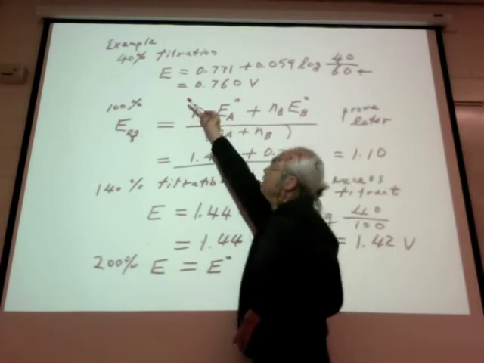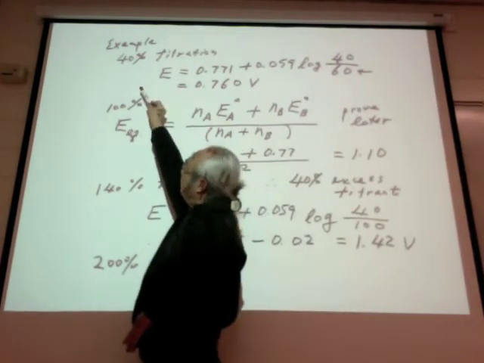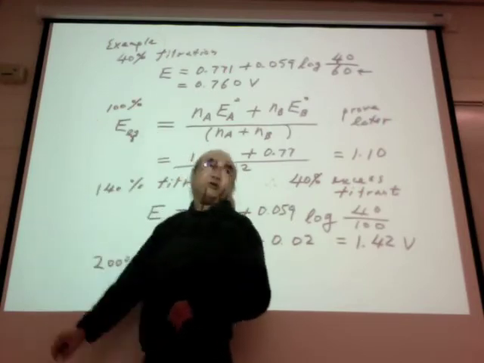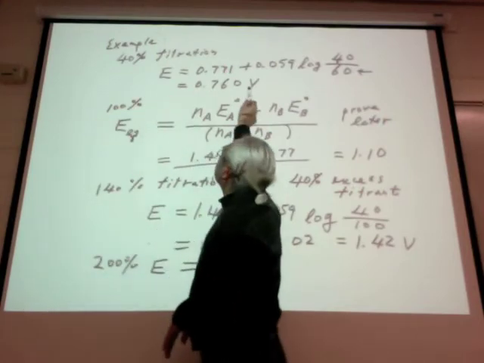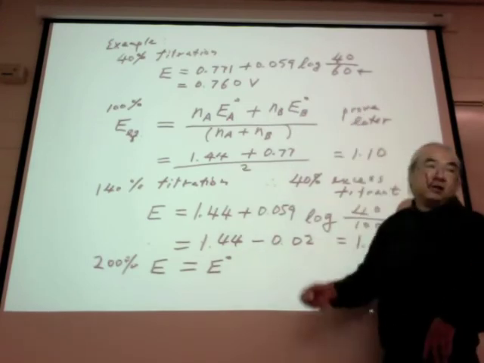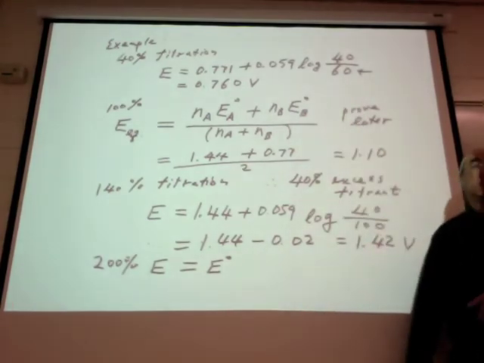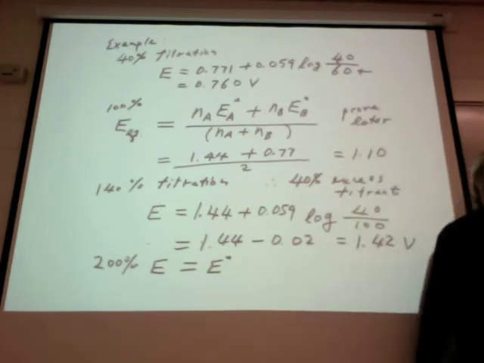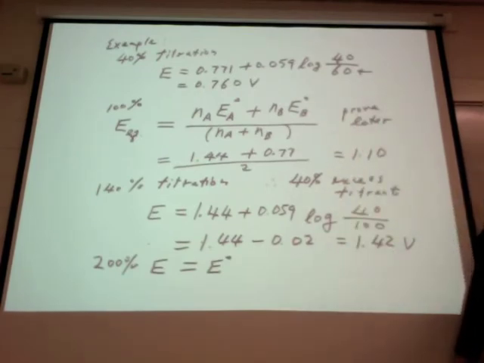So whatever is before the endpoint, which is anything less than 100%, your calculation will be the same. You simply change the ratio. Instead of percent, you can calculate the concentration. So that is not a problem.